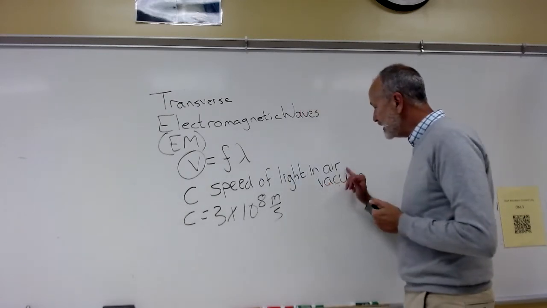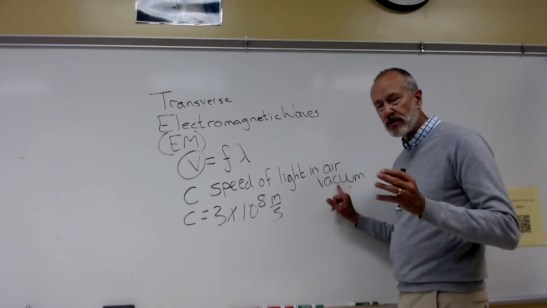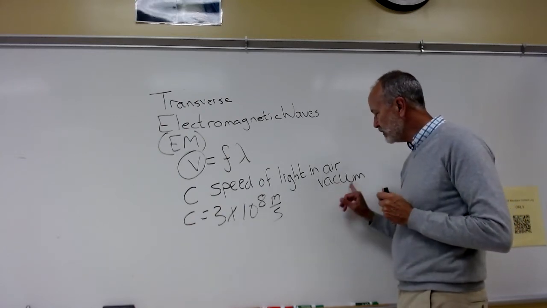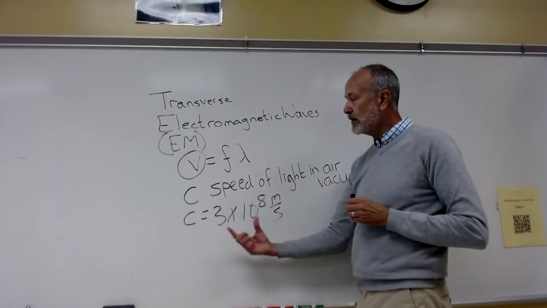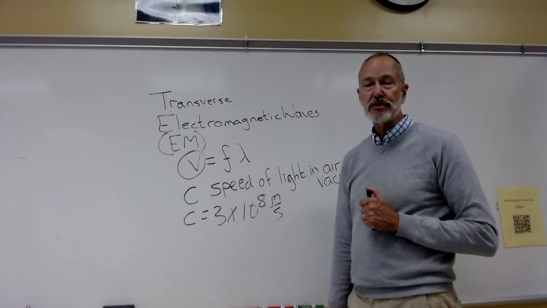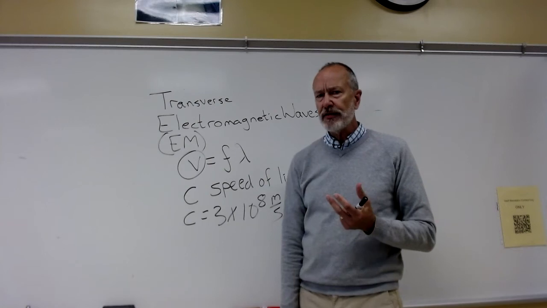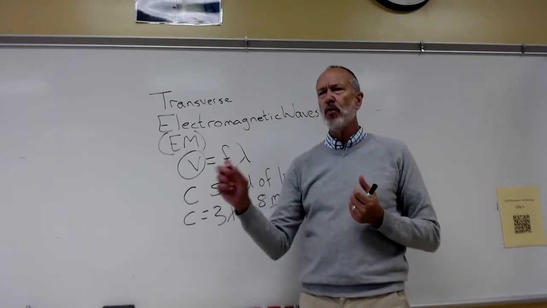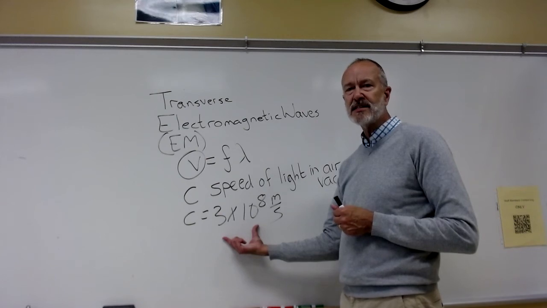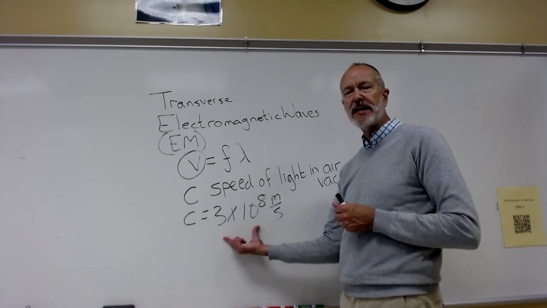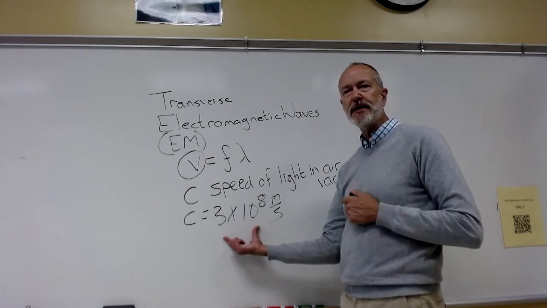So light in air or a vacuum, it's close to 3 times 10 to the 8th in a vacuum. In air it's a little slower, but it's very, very close. It's right around 3 times 10 to the 8th meters per second. That's what we're going to use. Think of the speed of sound, which was 331 meters per second. Oh my gosh. Well, this is 10 to the 6th. This is 1,000,000 times faster than the speed of sound in air.